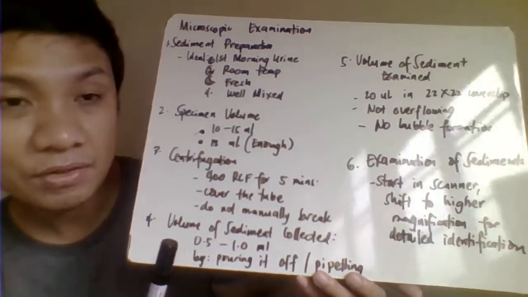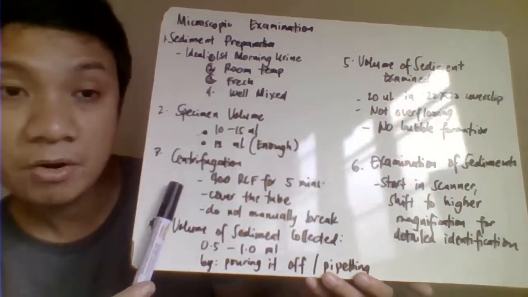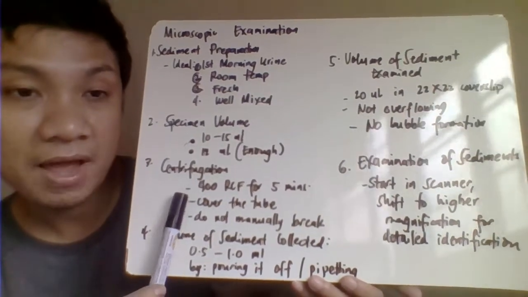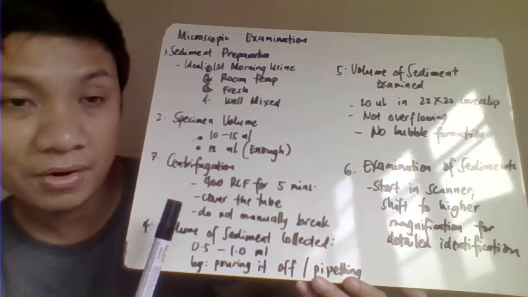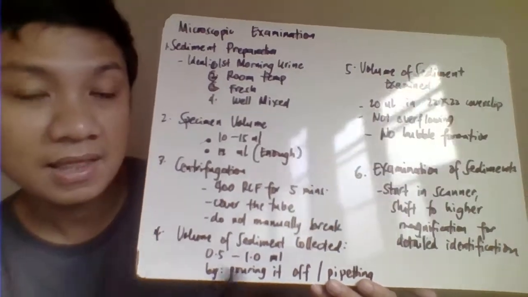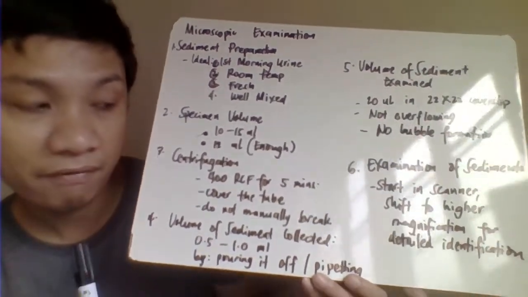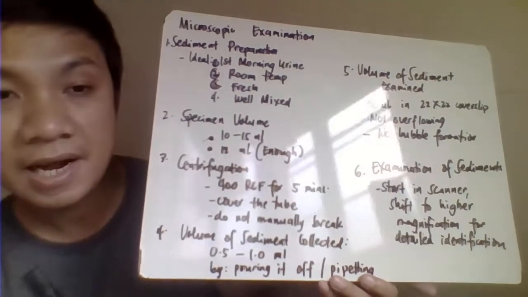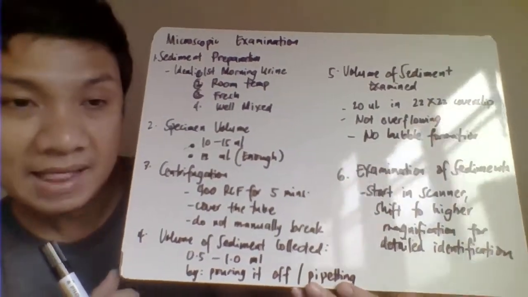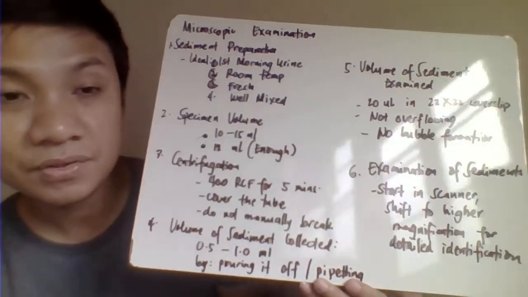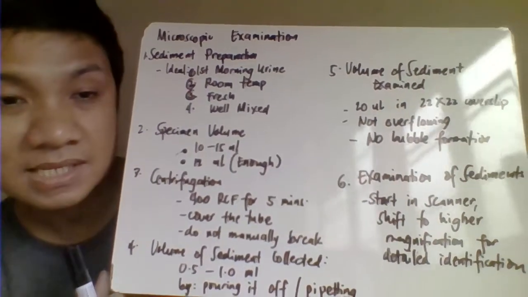Okay, so then try to centrifuge. We have your requirement of 400 RPM for 5 minutes. This is your relative centrifugal force, or the G force, or g, which is the unit of RCF. Okay, then cover your tube as you centrifuge it. And then let your centrifuge stop at its own pace.